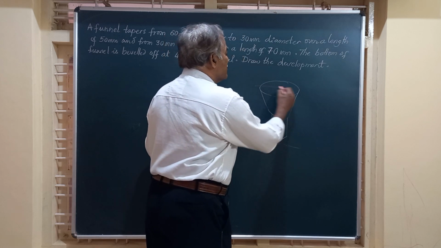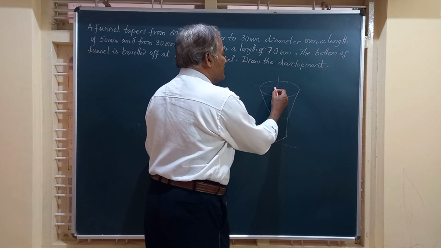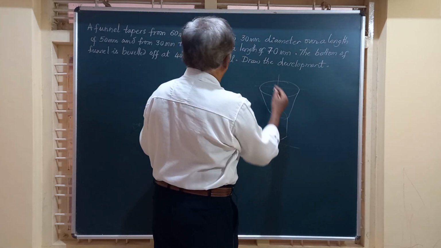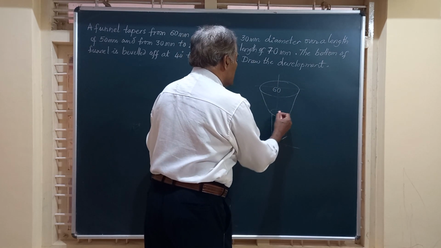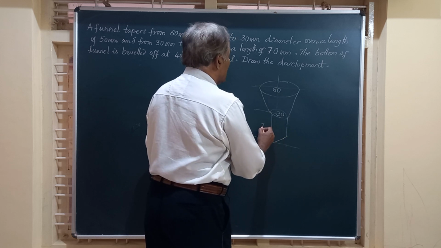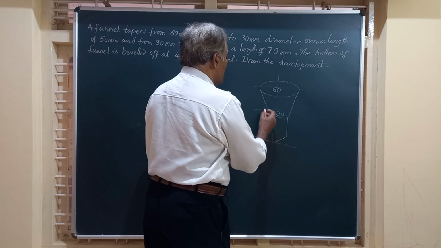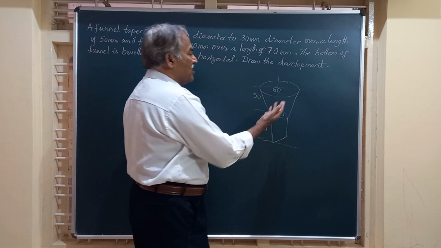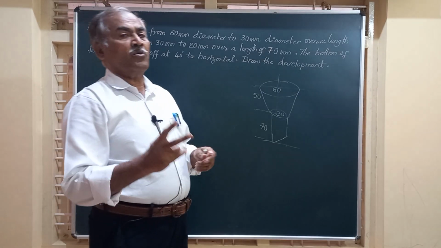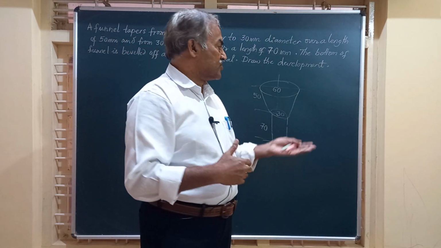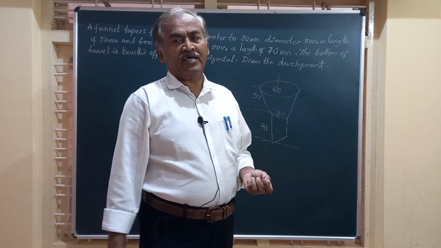He has given you the diameter at the top. This is 60 mm diameter, and this diameter is 30 mm. The lengths they have given: from here to here is 70 mm, and this is 50 mm. He is asking us to draw the development, that is, how the sheet metal is to be cut so as to get a shape like this.